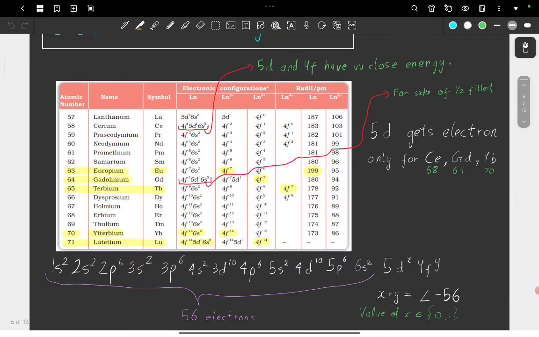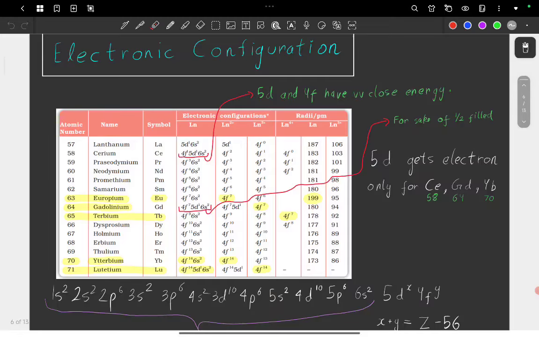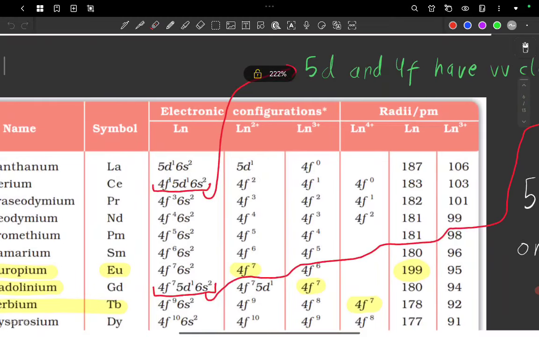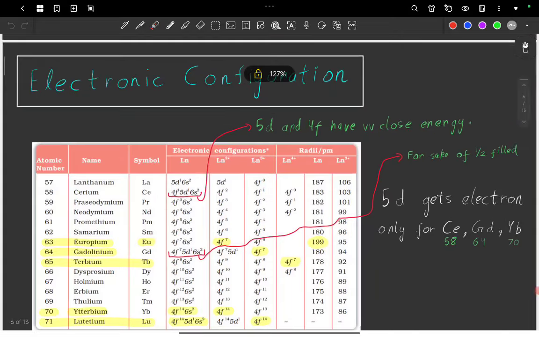So this is it. This was how you could tell the electron configuration of any of the F block elements. And for lanthanum, you can remember separately. It has no 4f electron, only 5d1 and 6s2.